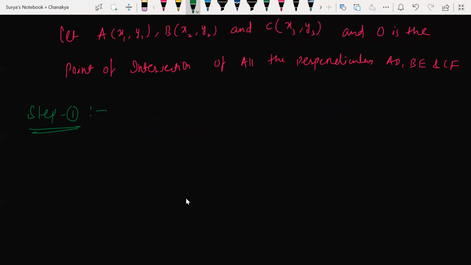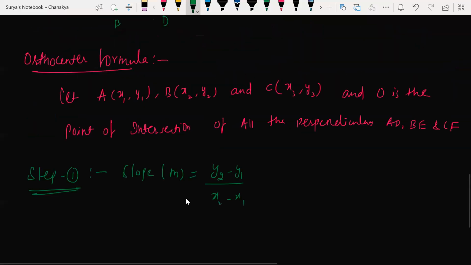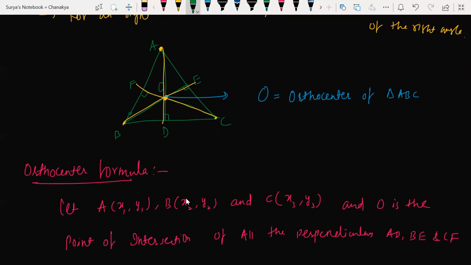First of all, you need to find the slope. The slope formula I denote with m, and the formula for this is y2 minus y1 divided by x2 minus x1. Look at this here: slope of the line AB I just found, right? You know CF is perpendicular to AB or not? Yes, sir. CF is perpendicular to AB.